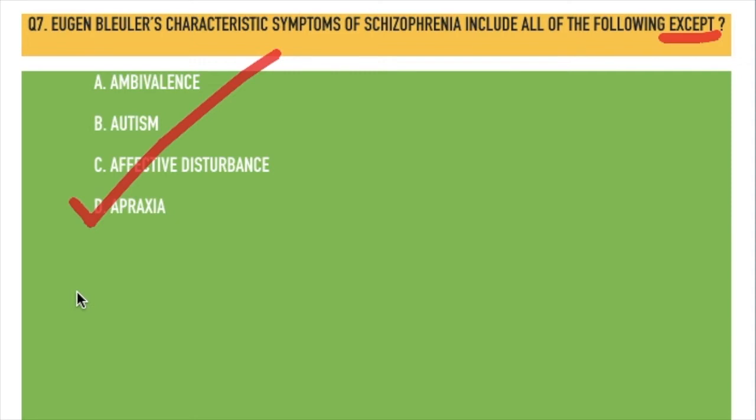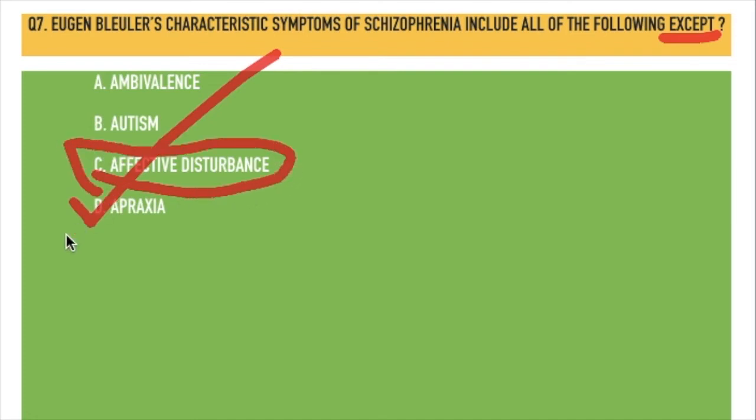Bleuler's 4 symptoms of schizophrenia. Ambivalence, that is mood swings. Mania and depression, that is ambivalence. Patient will have both the moods. He may be very happy at one point and very sad at another point of time. So that is ambivalence. And autism. What is autism? In schizophrenia, autism is like the patient chooses fantasy over reality. That is autism. And next is affective disturbances. That is the emotional disturbances.